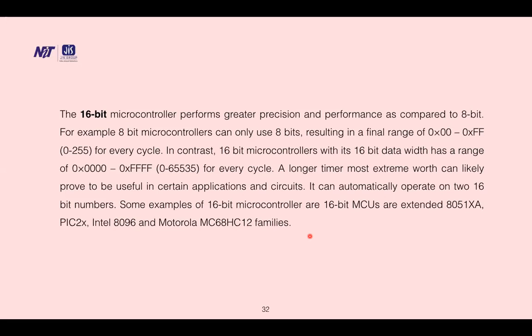It can automatically operate on two 16-bit numbers. Therefore, in earlier 8-bit, it is operated on 8-bit, whereas in 16-bit, the range is more, so it can operate on 16-bit. Some examples of 16-bit microcontrollers are 8051XA, PIC2X, Intel 8096, and Motorola MC68HC12 families.